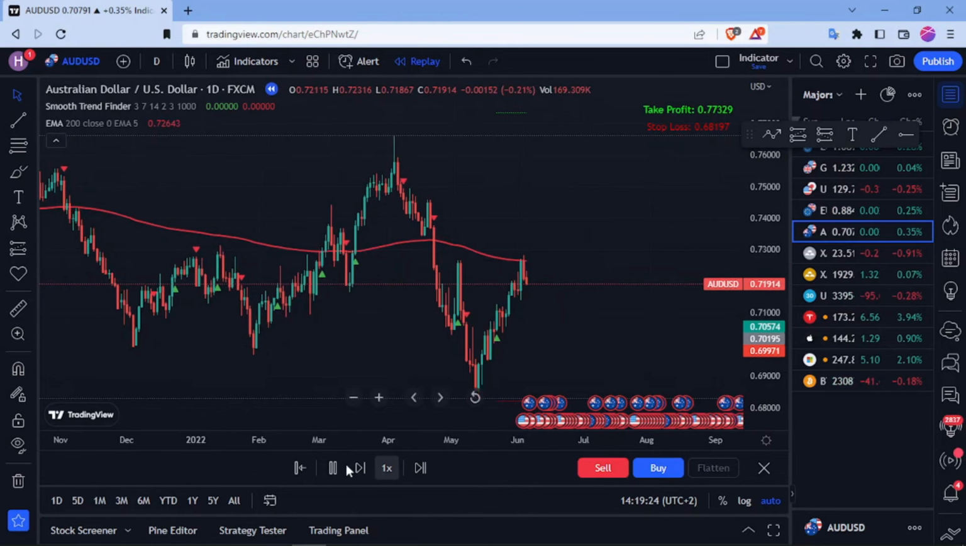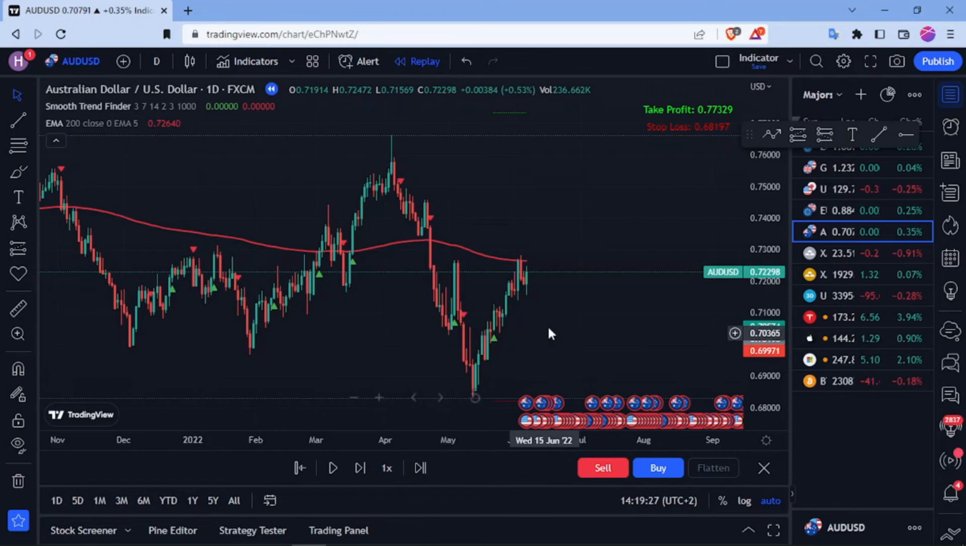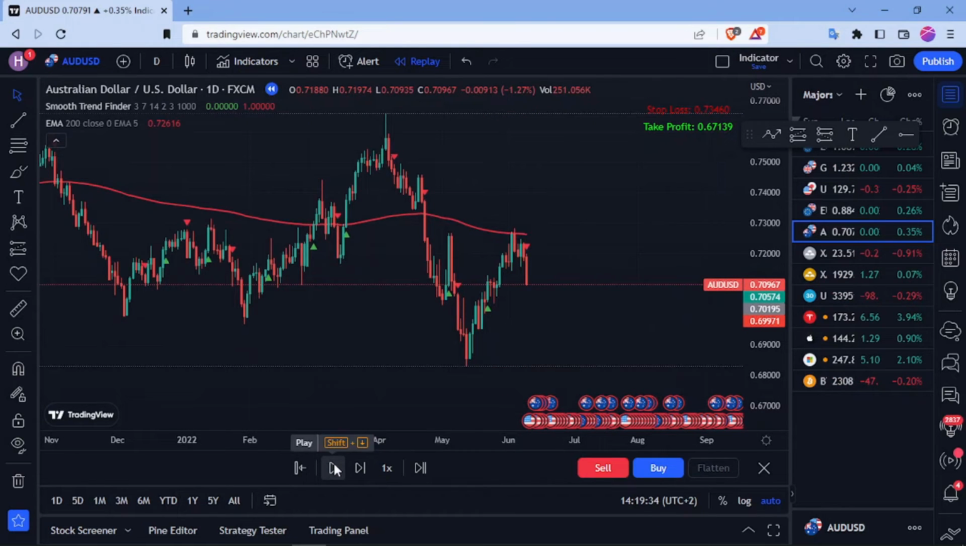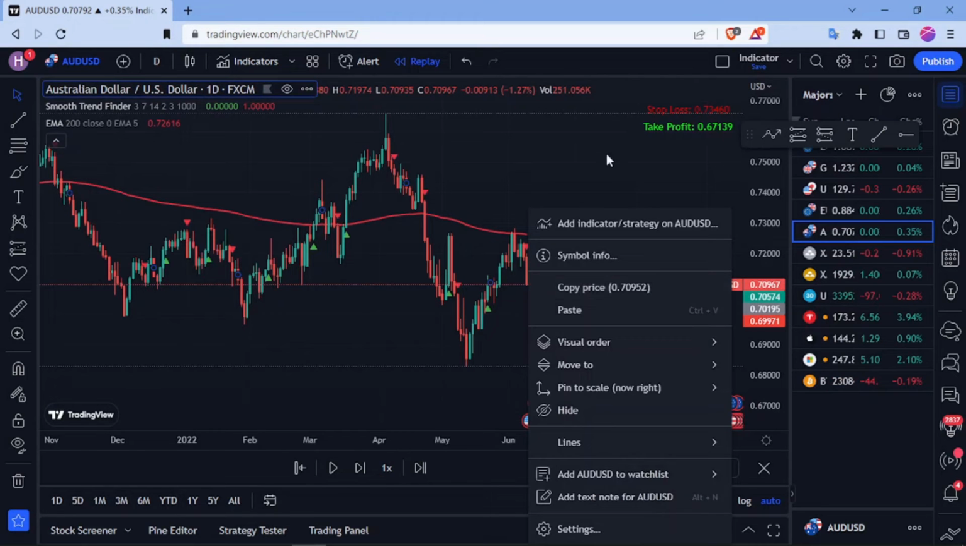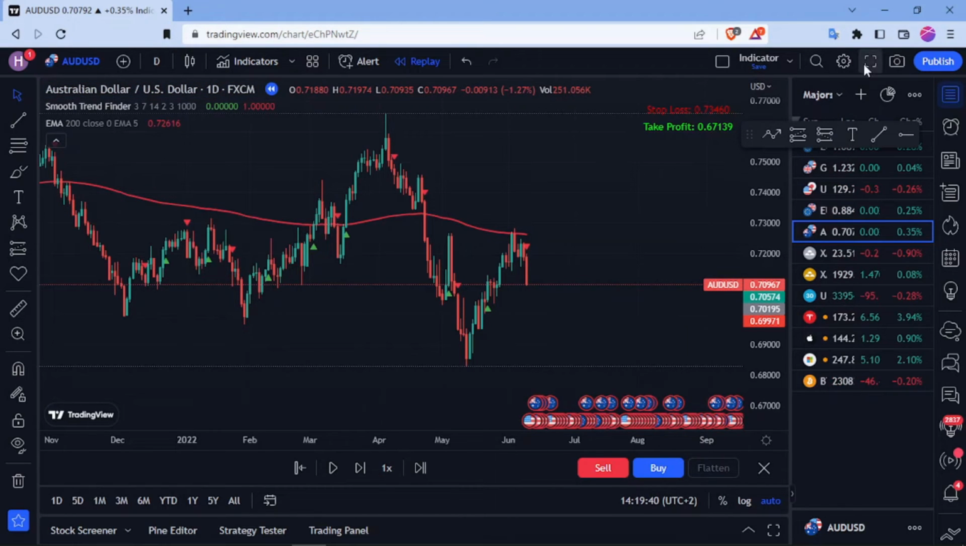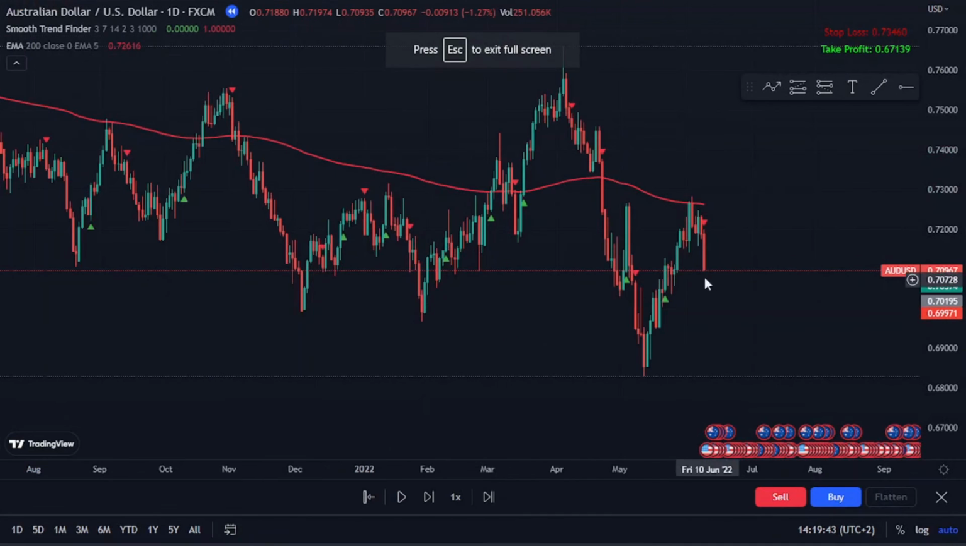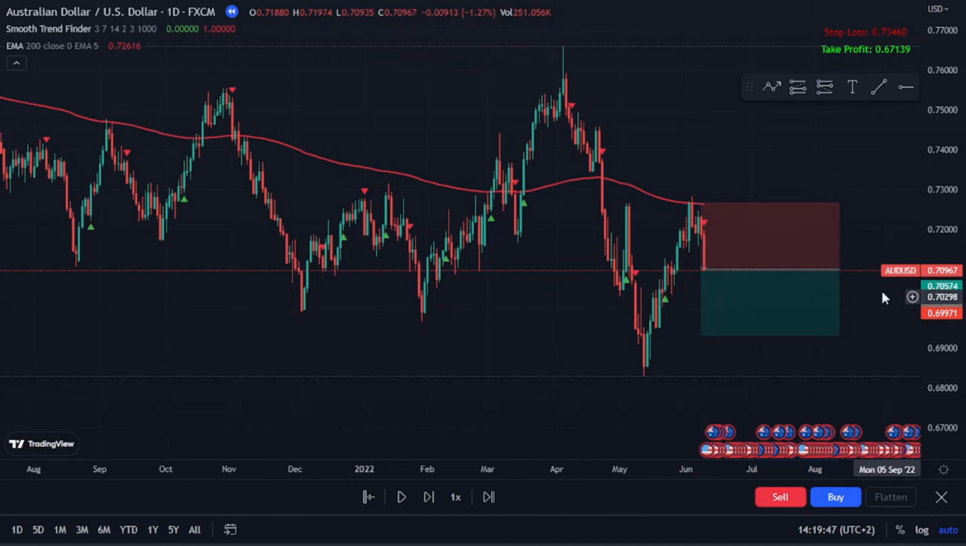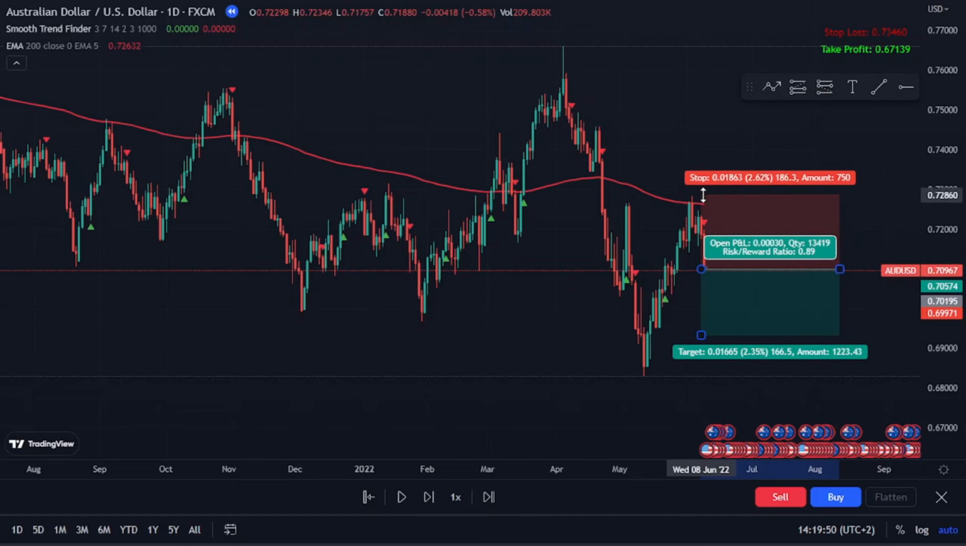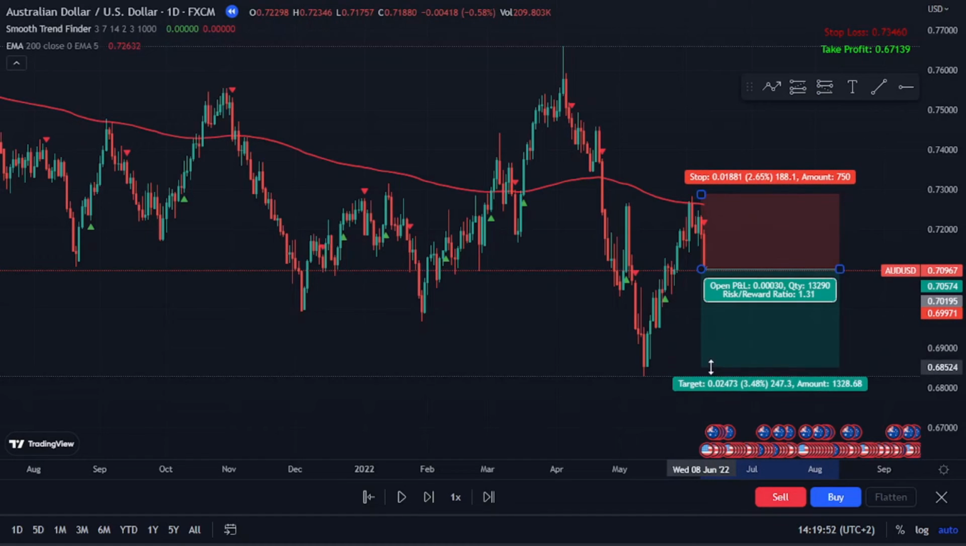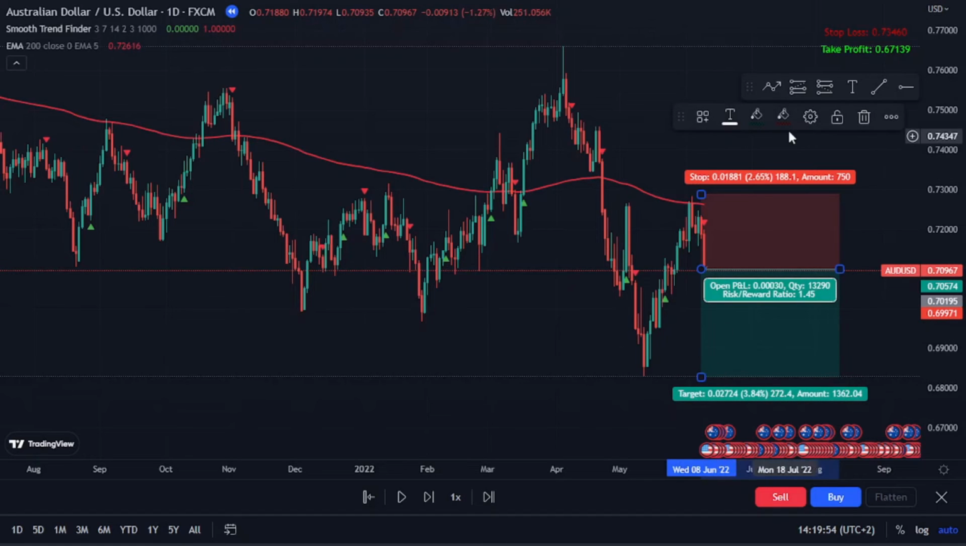As you will see, price approaches this level, which is the 200 EMA, and rejects off this zone. We are looking for a continuation signal in the downtrend. The smooth trend filter gives us an entry sell signal where we can now use the stop loss and the take profit levels provided by it to enter the trade. Recommended stop loss would be above the 200 EMA, and the take profit aim for more than 1-to-1 or 1-to-2.